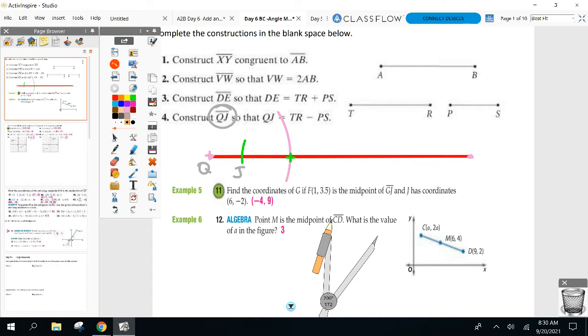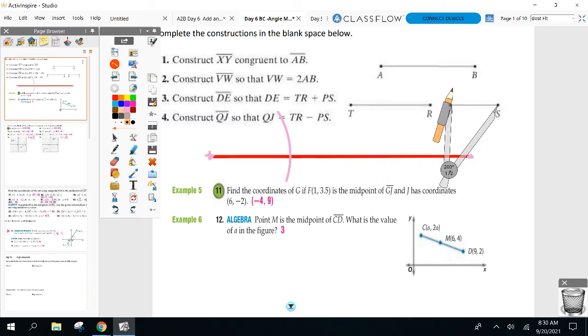The other way to do it, let me clear out that last arc mark I made. You measure PS, but now you go from the beginning of the segment and do it from there. And now QJ would be right here. Because this would be PS, this would be TR, and the difference between them would be right there, QJ. So there are a couple different ways you could have found where QJ would have been. Others you want to talk about?